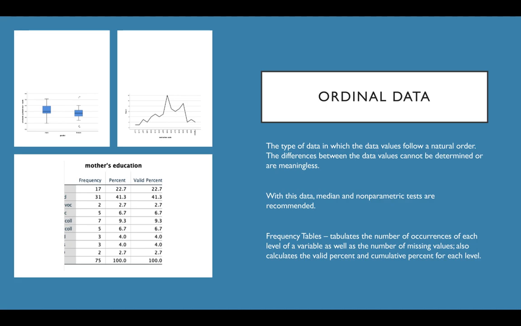Researchers can present their information with frequency tables, which tabulates the number of occurrences of each level of a variable as well as a number of missing values. It also calculates the valid percent and cumulative percent for each level. Order of categories in tables is shown from low to high. Researchers might also consider frequency polygons and box and whisker plots.